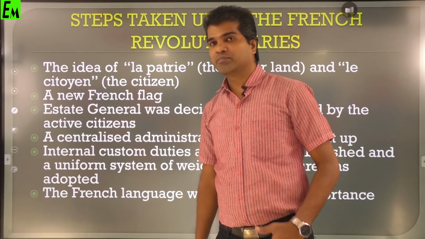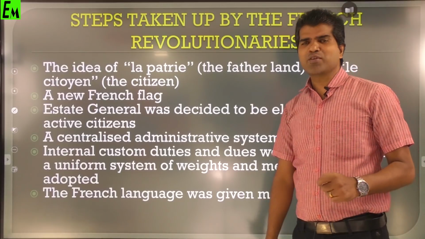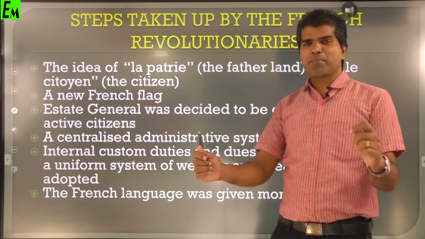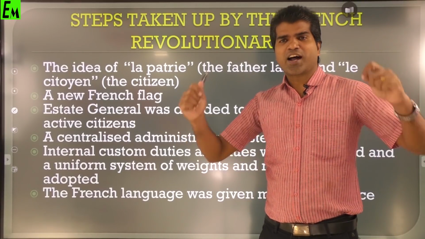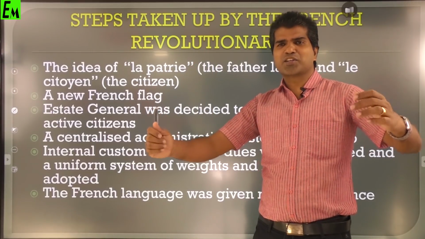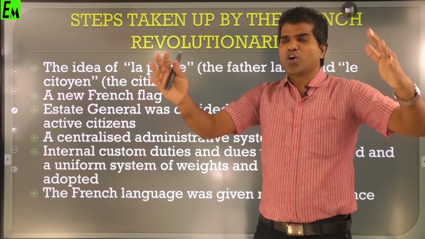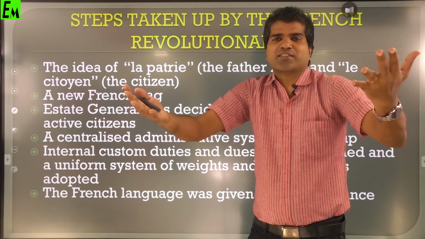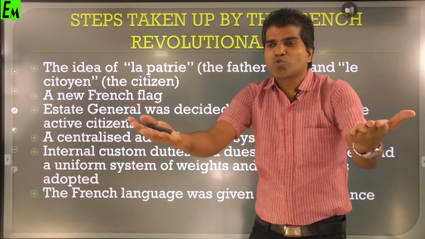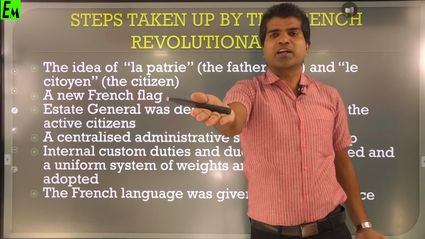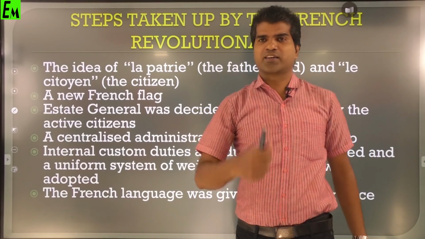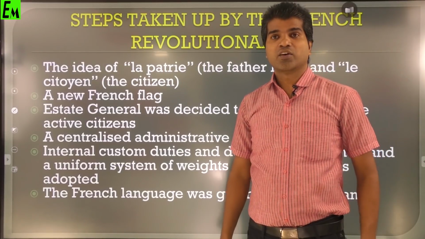How did they make it? The first thing they introduced was the concept of la patrie and les citoyens. They made the people understand that we all are French people, we all are from the same father, and this France is the father's land that you have to protect. If you are not protecting the father's property, then who will protect it? You are the supposed one.